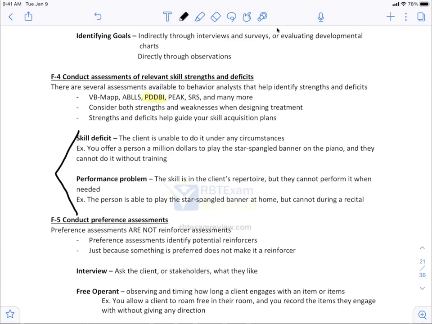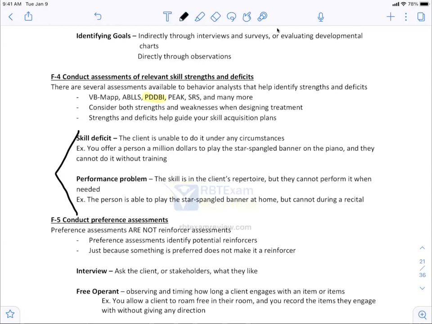If you have no knowledge of how to play the guitar, or in this example, the piano, even if I gave you $1 million, at that moment you couldn't play the Star Spangled Banner on the piano, no matter how hard you tried. That's a skill deficit. A performance problem, when we talk about things like masking, right? The skill is in the client's repertoire, but they cannot perform it when needed.